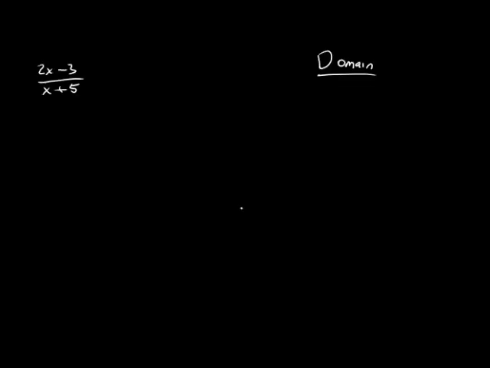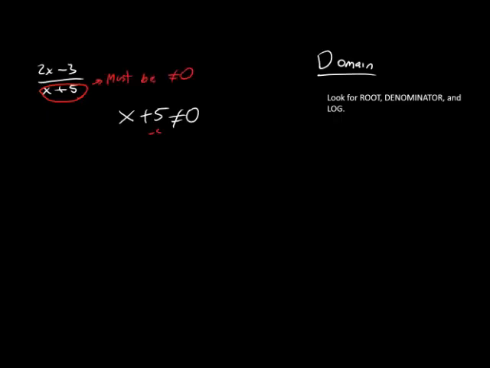Now that we have our combination function, let's think about the domain. Remember that we are looking for roots, denominators, and logs. We don't have any roots, we don't have any logs, but we do have a denominator, that's x plus 5. So now we'll say x plus 5 is not equal to 0 because the denominator rule says the denominator cannot be 0. If we subtract 5 from both sides, we'll end up with x not equal to negative 5.